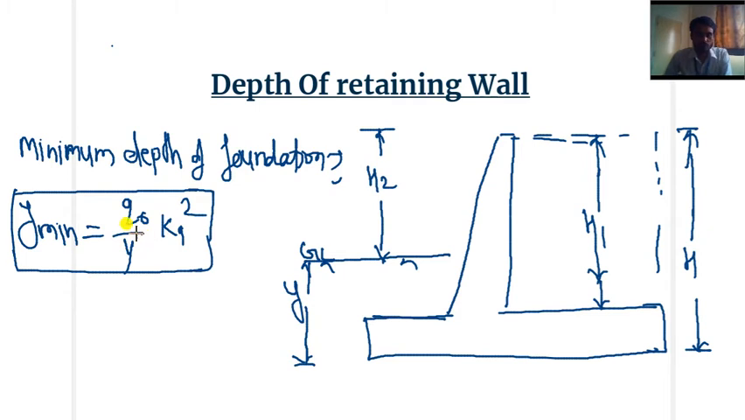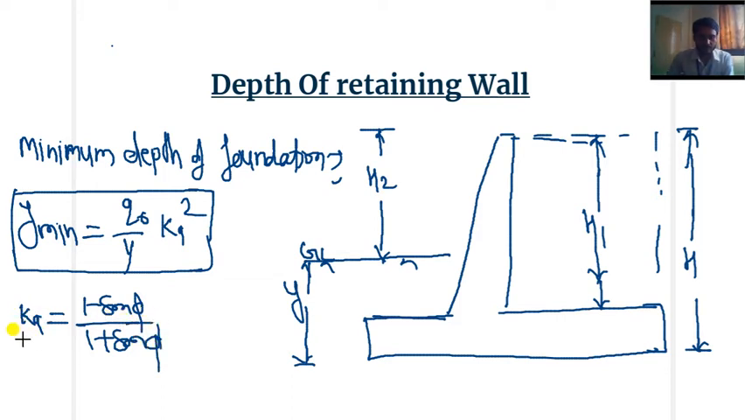Y minimum will be equal to q naught by gamma into Ka square, where q naught, we all know, is the soil bearing capacity, gamma is the weight density of soil, and Ka is the coefficient of active earth pressure. And the value of Ka can be calculated by 1 minus sine phi divided by 1 plus sine phi. After calculating the value of Ka, we can calculate the Y minimum because the q naught and gamma we will have already. And if we get the Y minimum, the depth of foundation, then Y will be equal to or greater than Y minimum, right?